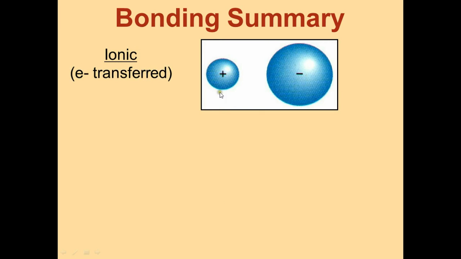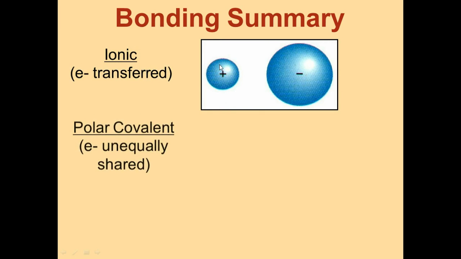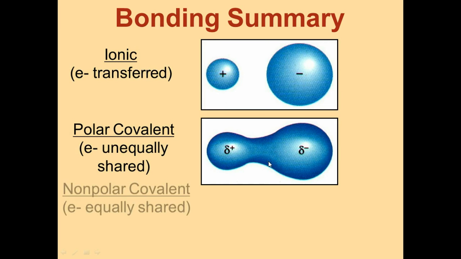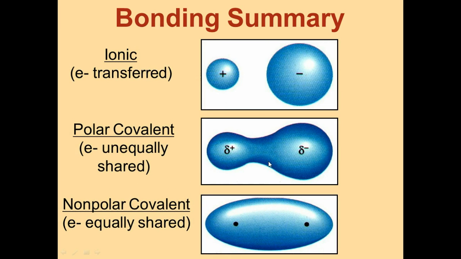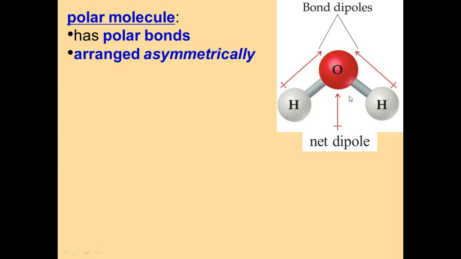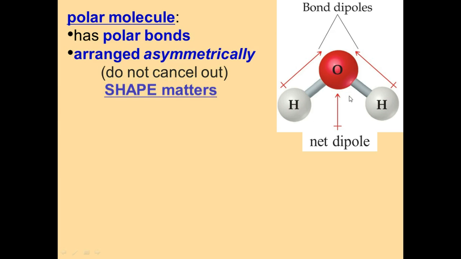Ionic: electrons are transferred from one atom to the other. Polar covalent: electrons are shared unequally like this, but the smaller side still gets some of the electrons. Then we have nonpolar covalent, in which the electrons are shared equally. And pretty much polar molecules have polar bonds, and they're arranged asymmetrically, so these bonds don't cancel out.